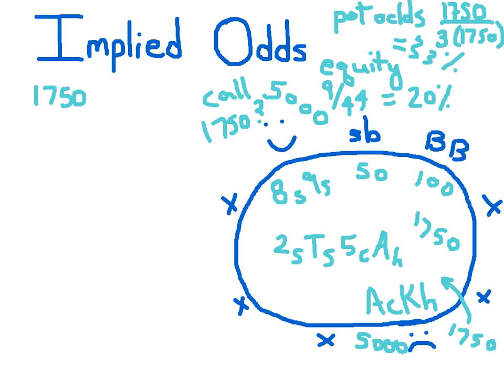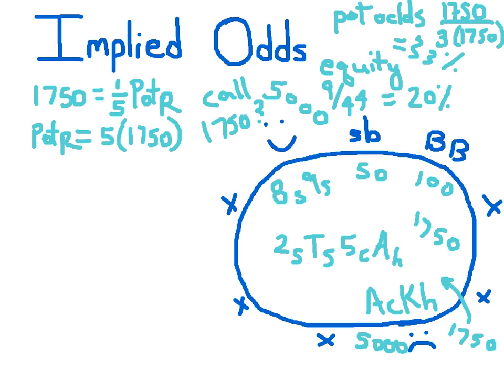needs to be 20% of whatever the pot is on the river, so that our implied pot odds equal that 20% equity we have. In other words, 1750 would need to be 1/5, 20% of the pot on the river. If you multiply both sides by 5, we get the pot on the river needs to be 5 times 1750. I'm going to leave it unmultiplied like that, and you'll see it'll make these calculations easier.